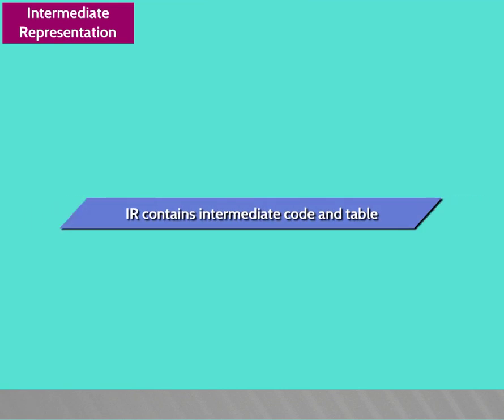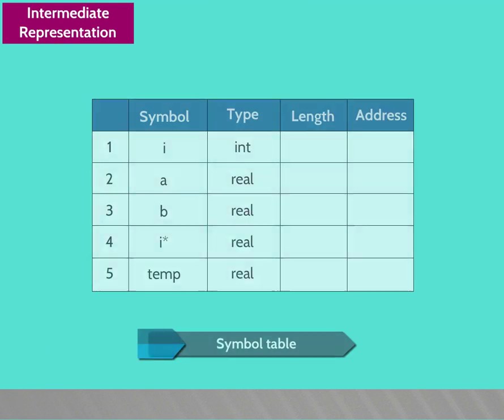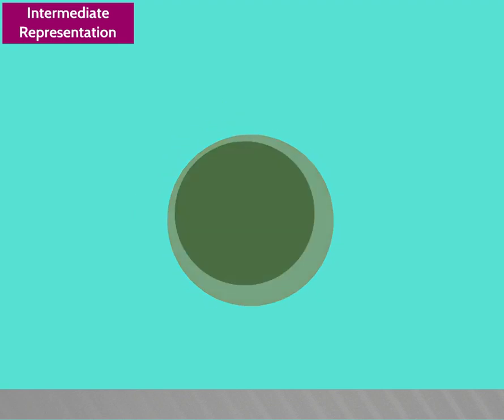Intermediate representation. IR contains intermediate code and tables. Symbol table. Intermediate code: T1 = int2real(id1), T2 = T1 + B, A = T2.